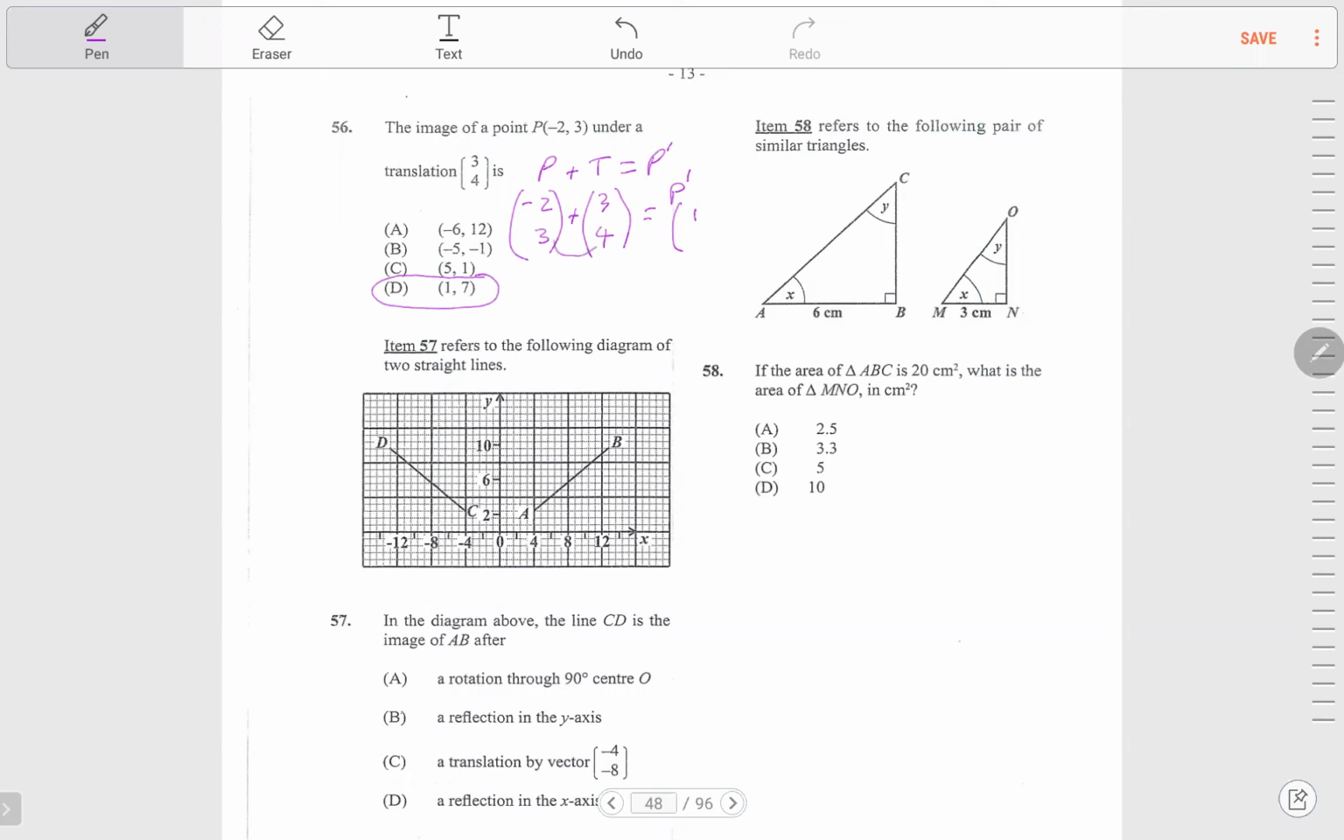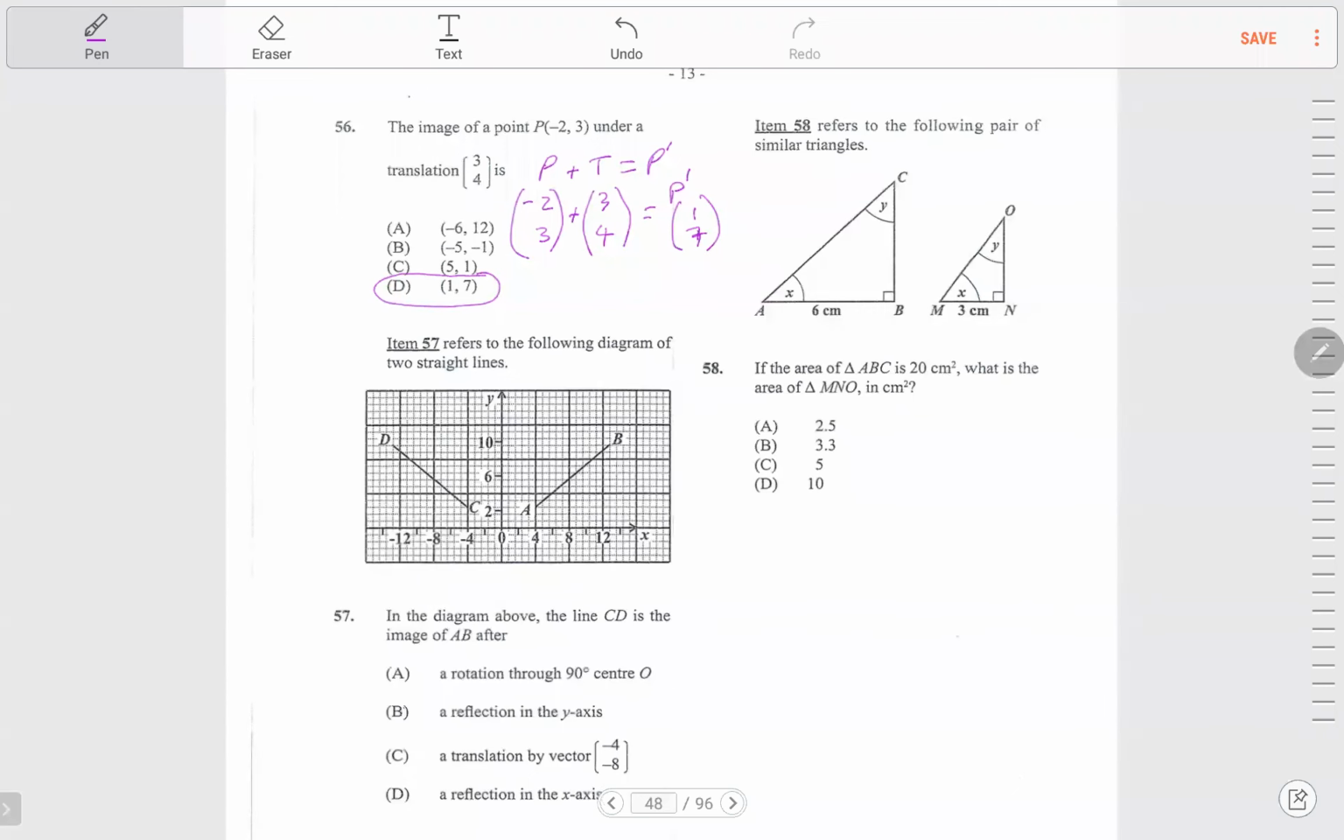And then 3 plus 4 is 7. So in the exam, make sure you work out the 7. That's the vector for the point. So it must be (1, 7). That's it. All right, (1, 7).